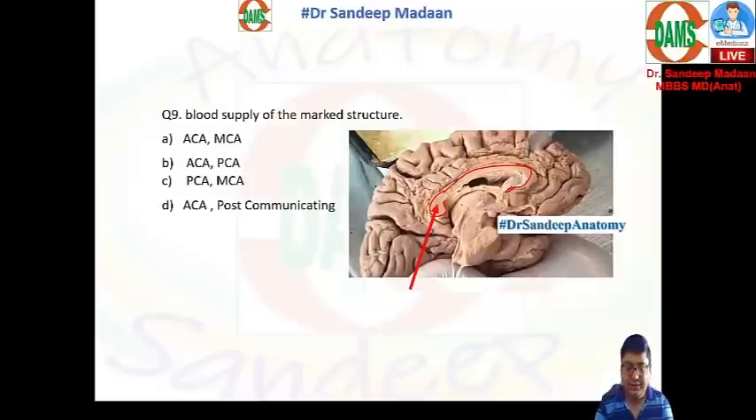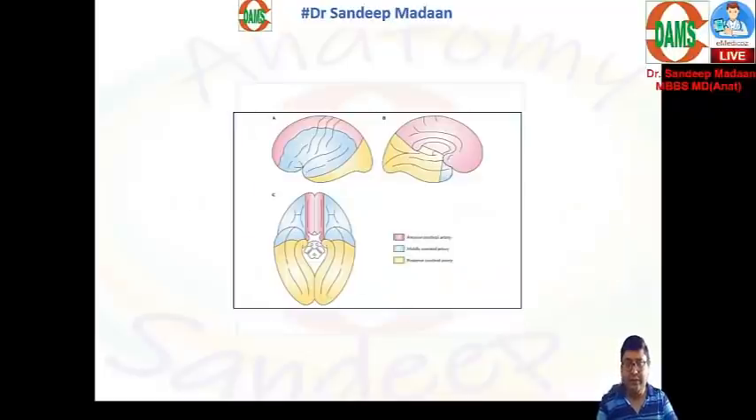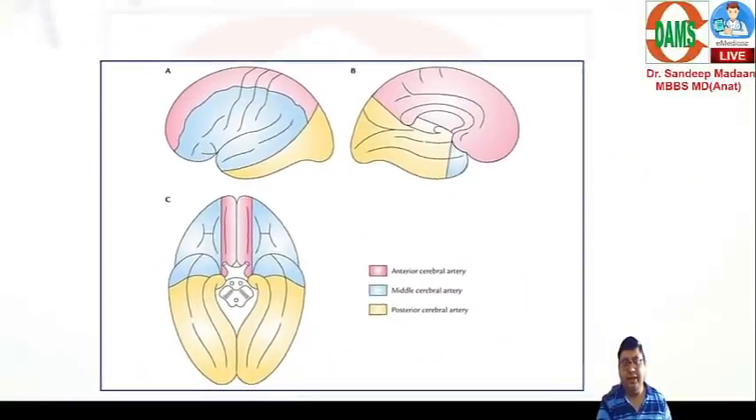The answer to this question is ACA and PCA, because the splenium part is supplied by the pericallosal arteries, anterior and posterior. The anterior one is a branch of ACA, the anterior cerebral artery, and the posterior pericallosal artery is a branch of PCA, the posterior cerebral artery. If we look at it this way, we know that the anterior, middle and posterior cerebral arteries are each dominant on one surface, although all of them supply all the surfaces. The anterolateral aspect's major branch is the MCA, whereas ACA and PCA are also there. But look at the medial surface where the corpus callosum is present.